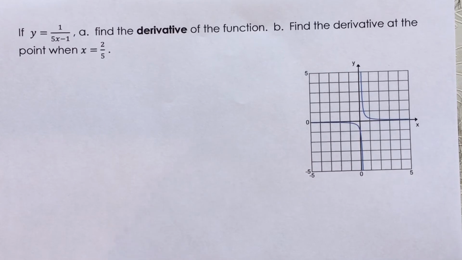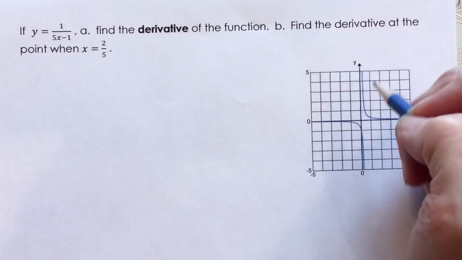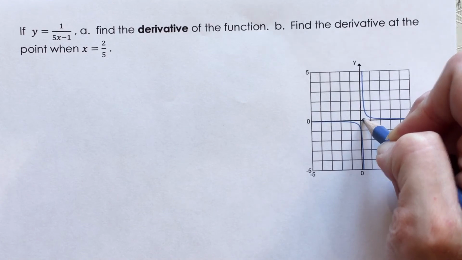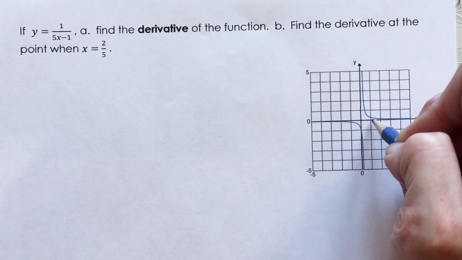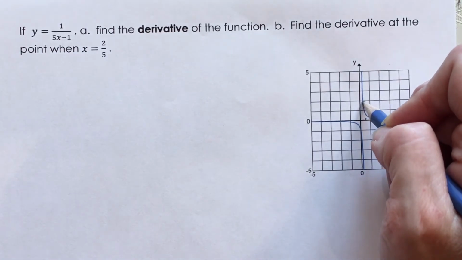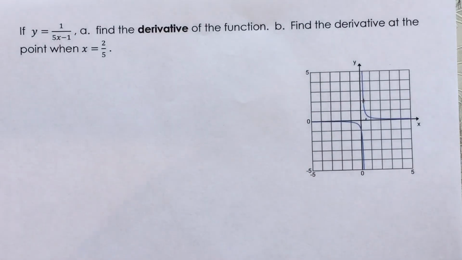So this says if y is equal to 1 over 5x minus 1. Part A says find the derivative of the function. Part B says find the derivative at the point when x is 2/5. So we can see x is 2/5, so here's half, it's before half, so up here somewhere. So it's going to be a pretty steep negative slope, it would look like to me, but we'll see.